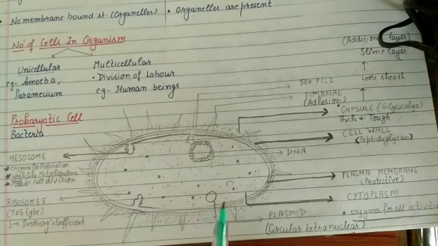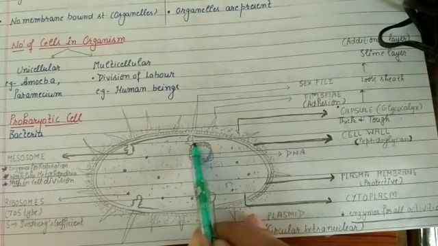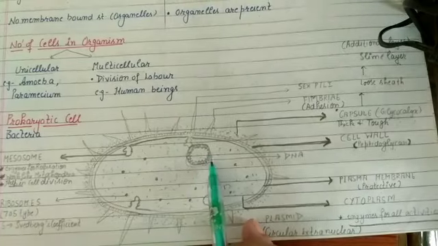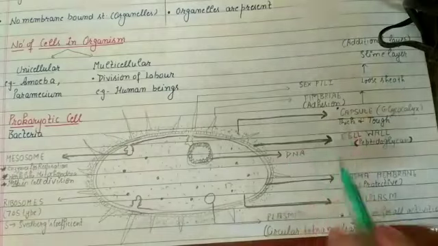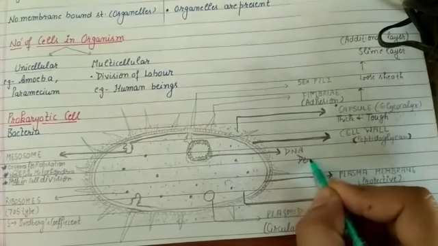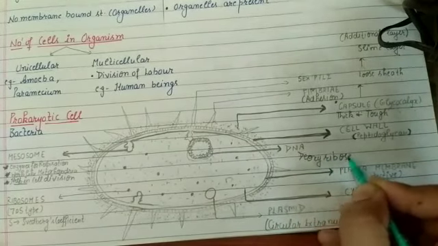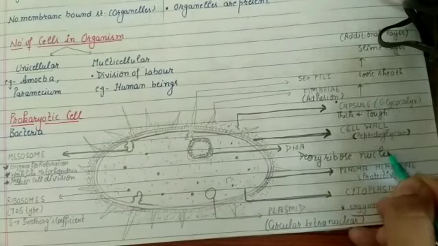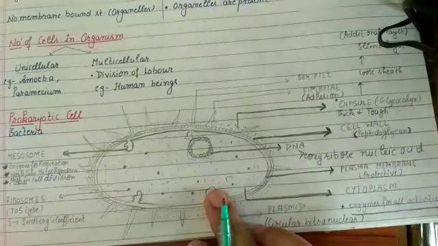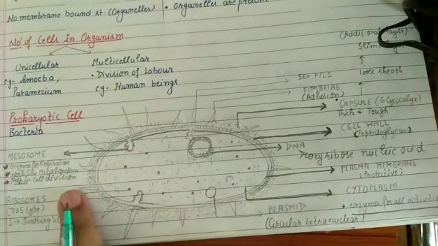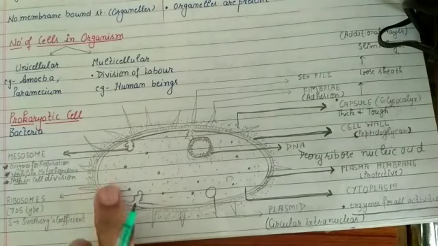Why does it help in cell division? It has circular coiled DNA attached to it, and DNA is deoxyribonucleic acid. This DNA helps in replication. So the mesosome has enzymes for replication, works like mitochondria, and helps in cell division.